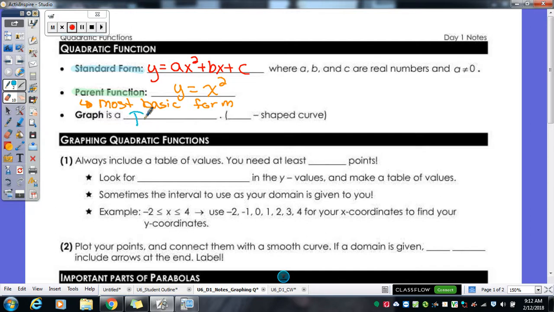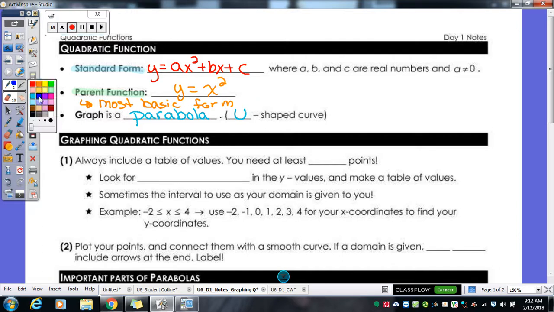Then the graph is a parabola shape, which is just a U shape to it. We call it a parabola though. So the function itself is a quadratic. The shape of the graph is a parabola.